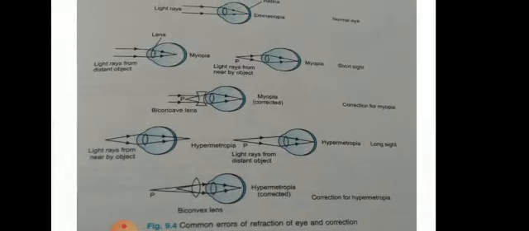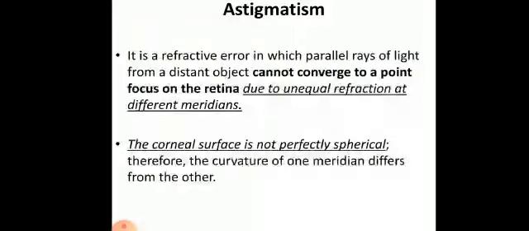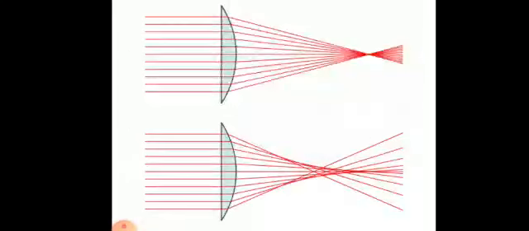Now you have two more remaining, astigmatism and presbyopia. If you look at astigmatism, this is basically a refractive error. I think I have the slides coming up here. Yeah, it's here. So astigmatism, this is what happens. It's a refractive error in which the parallel rays of light from a distant object cannot converge to a point focus on the retina.